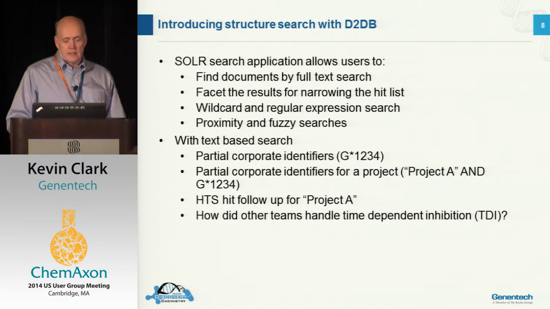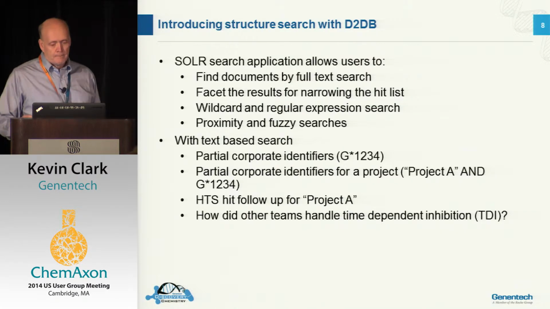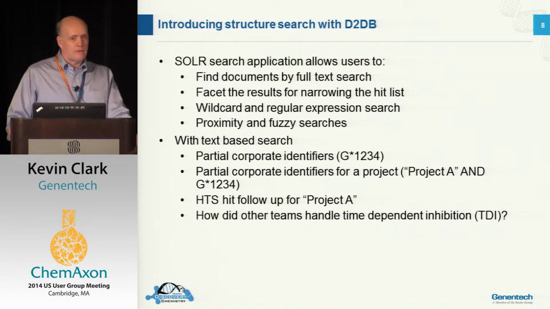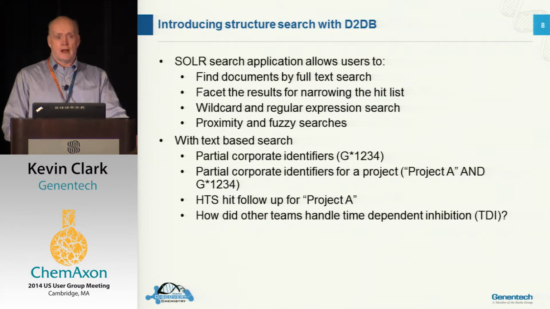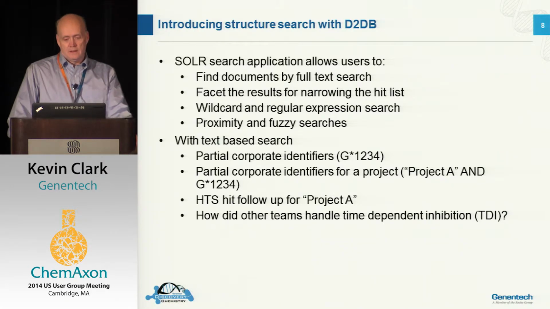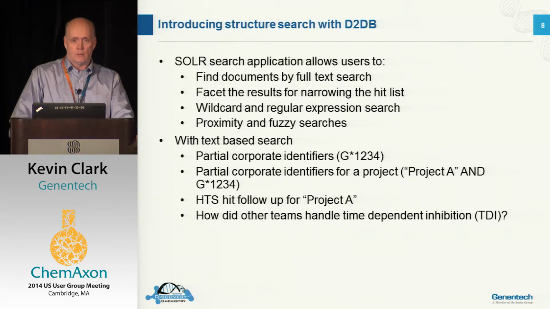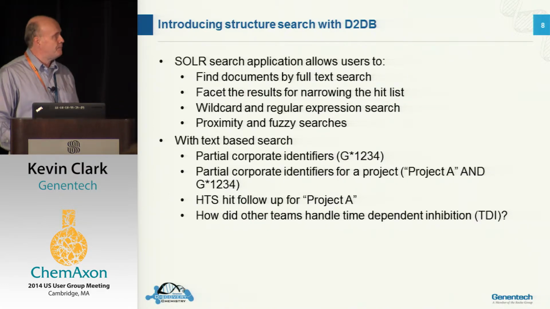But you can imagine that if I were to do this search, I would find many different documents and many different permutations of the G number, G star 1, 2, 3, 4. However, if I have a particular project where there are several thousand molecules, which is typical, if I do the intersection of these two queries, project A and G star 1, 2, 3, 4, provided that that information is in the document, I will most likely find the document that I'm interested in.